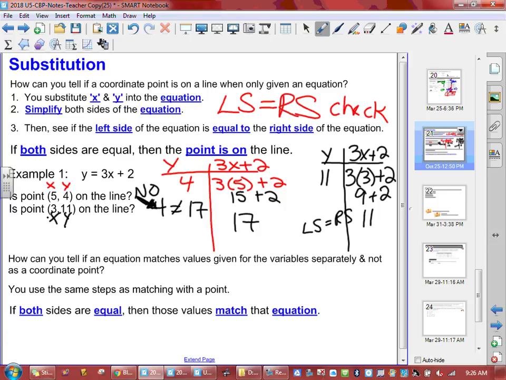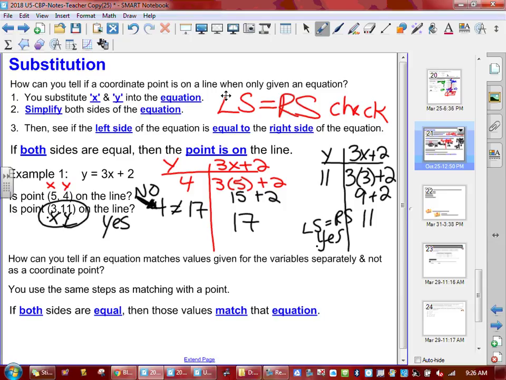Yes. So that means that this point right here is yes on the line, because the left side equaled the right side when we checked it. So this is all we're doing, always a left side, right side check.